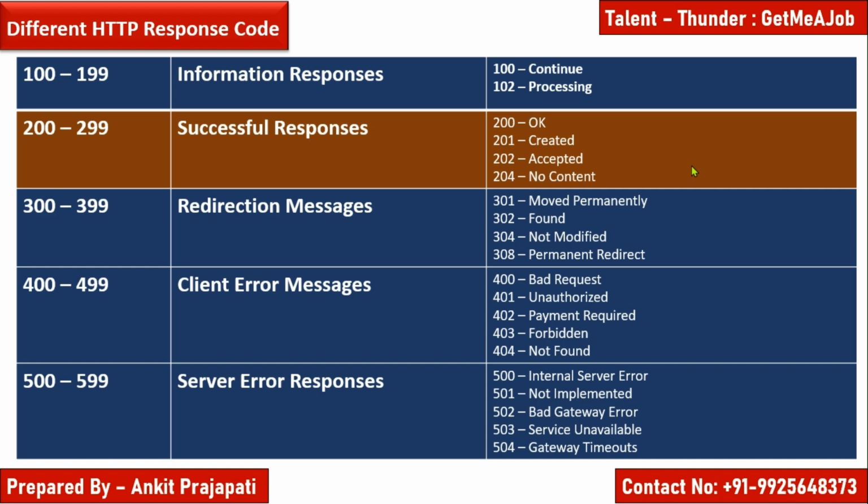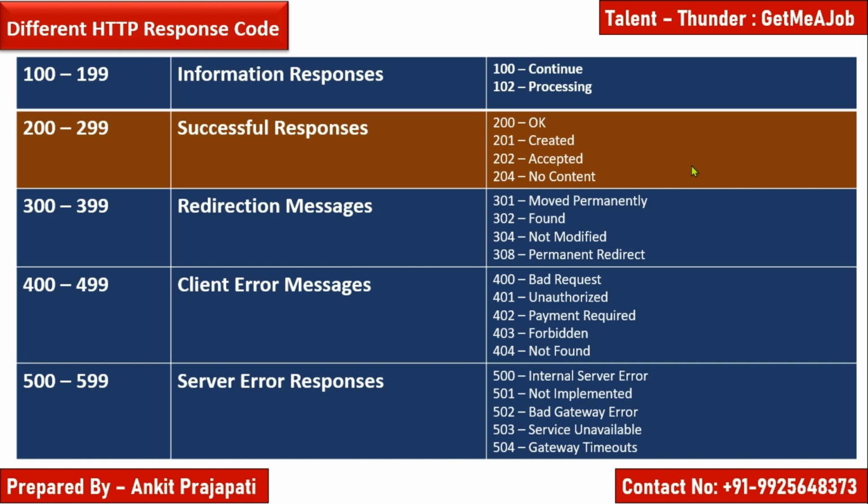501 means not implemented. 502 means bad gateway error. 503 means service unavailable. So when you work on any application which requires multiple services, and if a service is stopped, or after an upgrade the developer has forgotten to restart the services, at that time you normally see the 503. Then 504, gateway timeout. Most of the time when you have a report server, and you try to run a huge report which contains too much data, at that time you normally see the gateway timeout error from the server, 504.